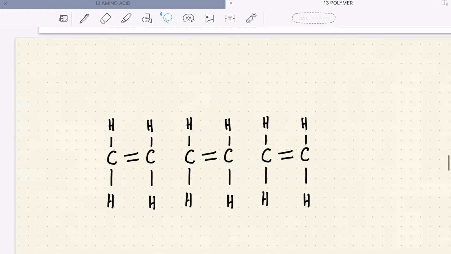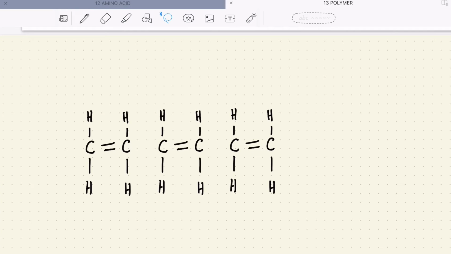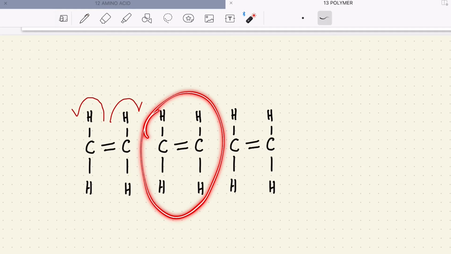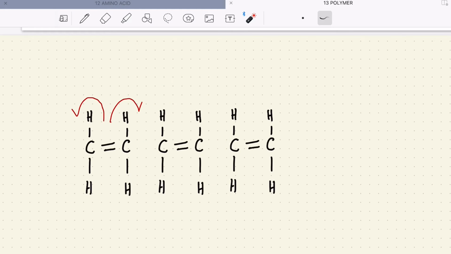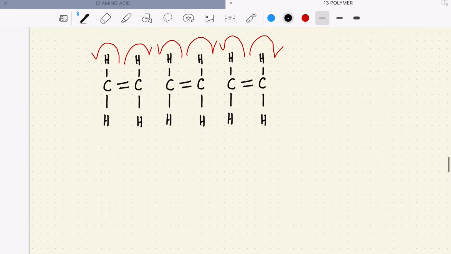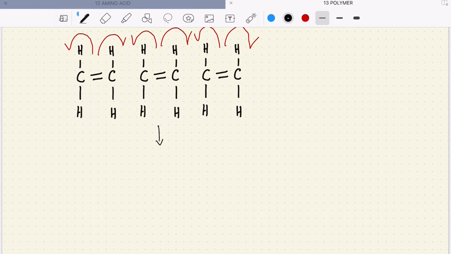Okay. Now, what is actually happening? The bond breaks, the electron will go here and another electron will go here. The second one also, one of the bonds will break up, as well as this one. So when they break up, they are going to form CH2. So this one leaves this CH2.